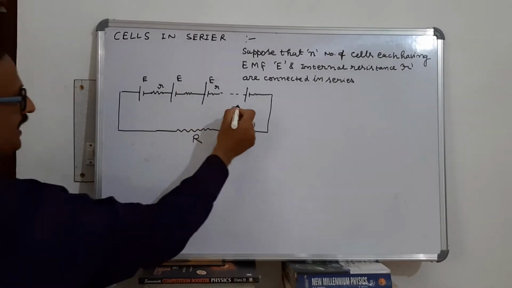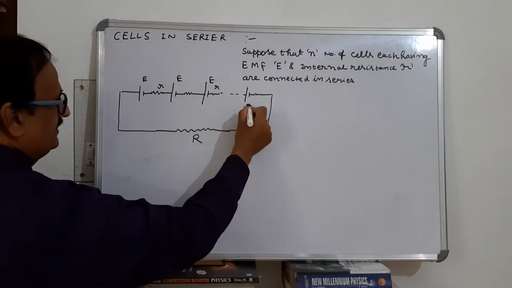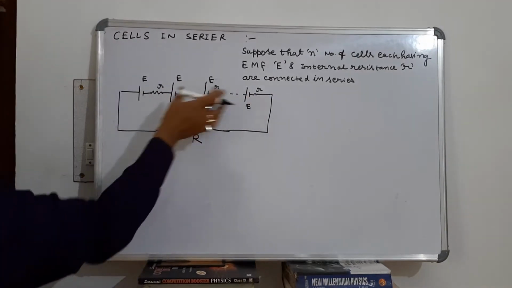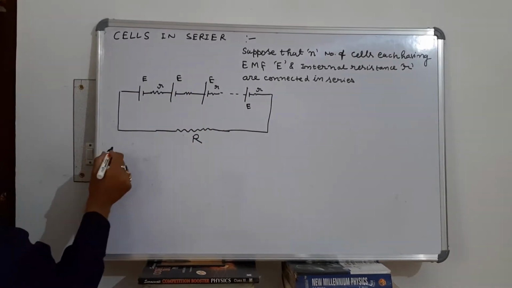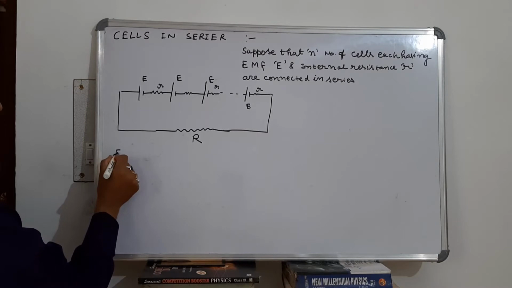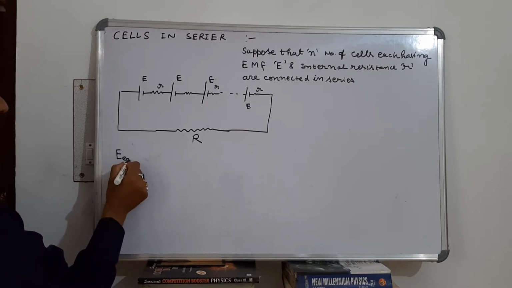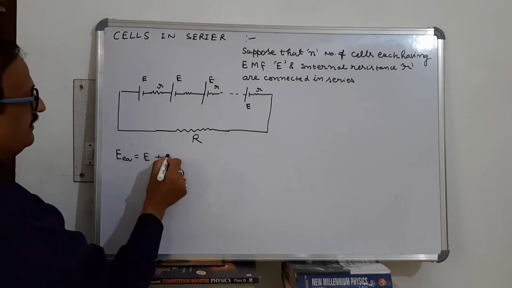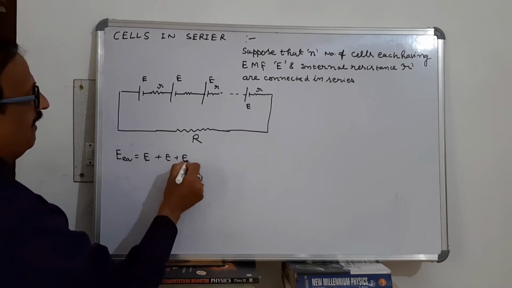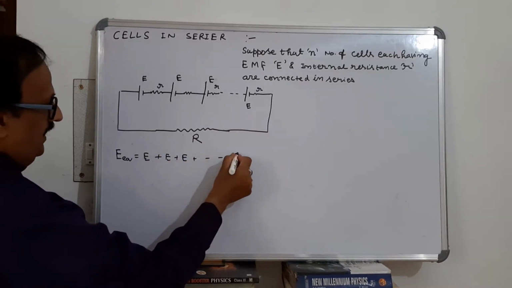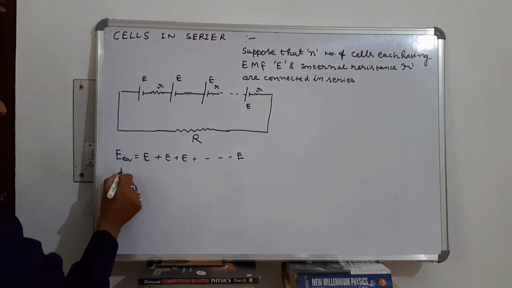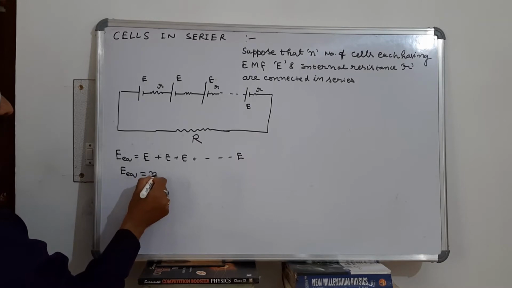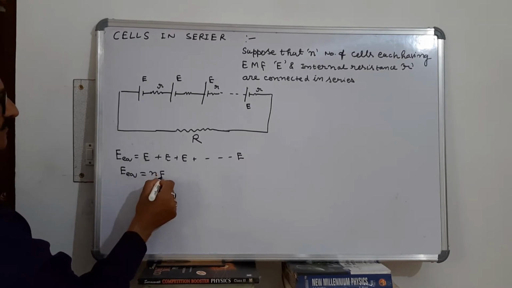So you know that in series total EMF will be equal to sum of potential difference across each component. So equivalent EMF E equivalent will be E plus E plus E up to n number of cells. Means equivalent EMF is equal to n times E.